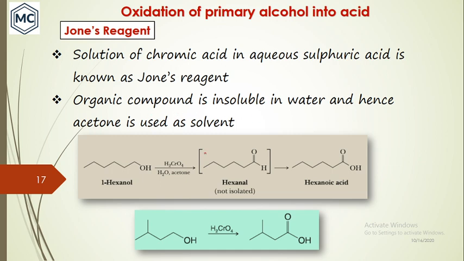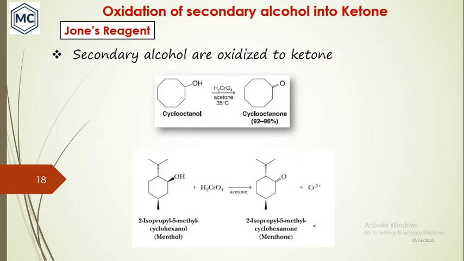And the organic compound is usually insoluble in water, and acetone is used to make it soluble. Water and acetone are miscible, so it can bring all this reactant and reagent into one medium. So this hexanol can be converted into hexanal, and finally it oxidizes to the corresponding carboxylic acid. This is another example. Primary alcohol is converted into carboxylic acid by using John's reagent.